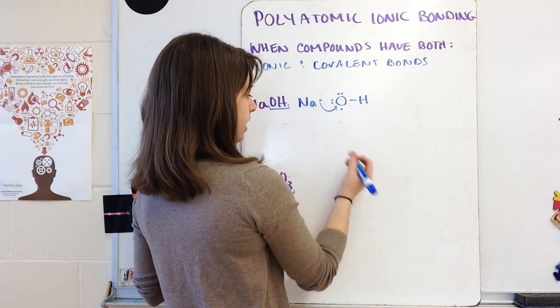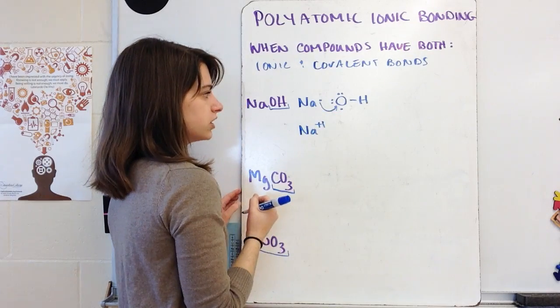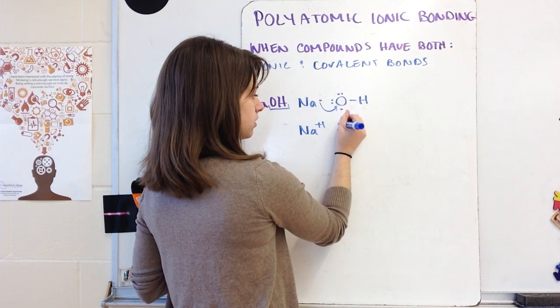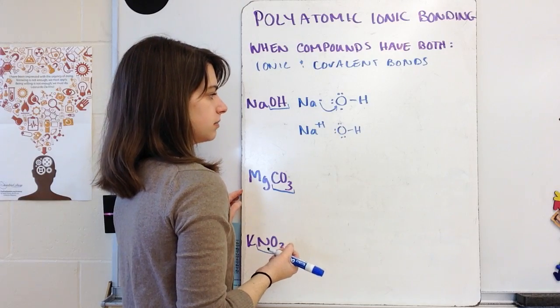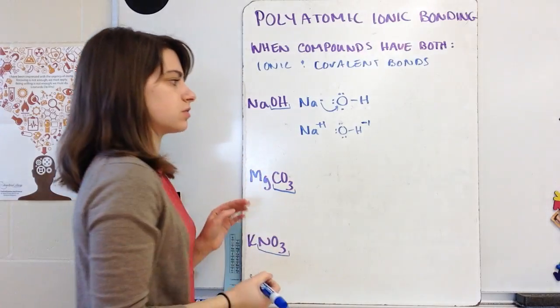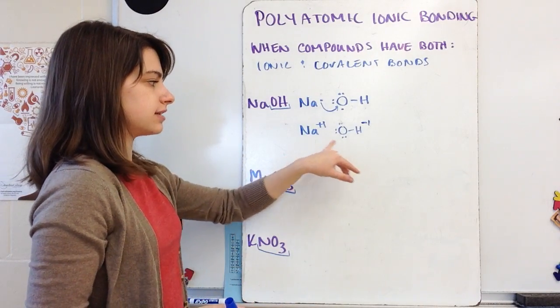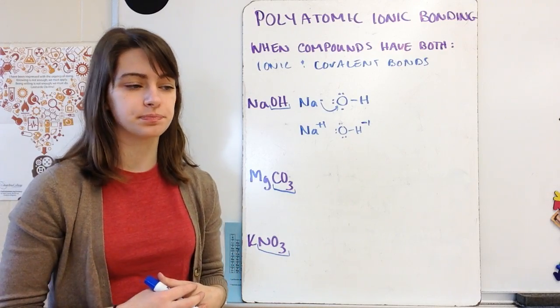So here's what happens. So we have a sodium that forms a positive 1 charge. We have our OH that now that it's taken that electron from sodium, it now meets its octet rule, but that has a -1 charge because it's now gained an electron. So now that they're positive and negatively charged, now they attract each other and form that ionic bond.